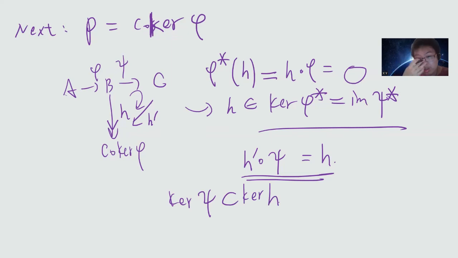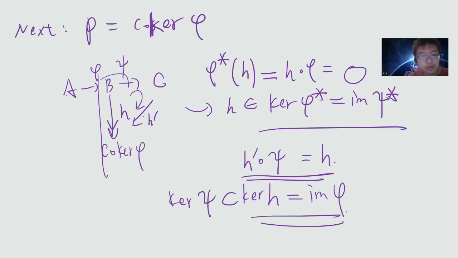Obviously this is true, because if psi is 0, then H will be 0. But the kernel of H will be the image of phi. This is the definition, the first isomorphism theorem: B maps to the quotient, B maps to the cokernel, so the kernel will be just the image. So what we have shown is that the kernel of psi is a subset of the kernel of H, which is the image of phi.